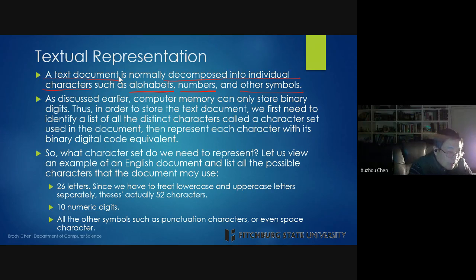So the text document is something we actually see, but if we want to store the text document into the computer system, somehow we have to convert this text document into a binary sequence. And this process is called encoding.